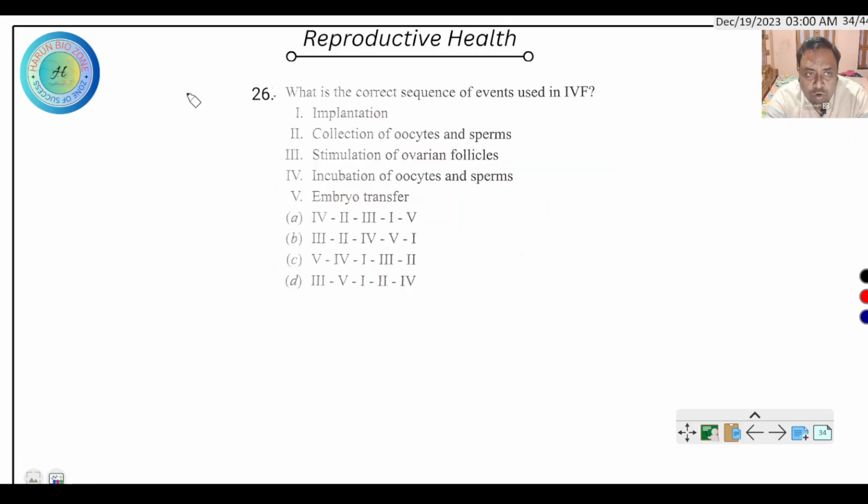Next question is, what is the correct sequence of events used in IVF, in vitro fertilization technique? First, MOET means multiple ovulation embryo transfer. So first, in the female body, LH and FSH are injected, so they produce a large number of eggs. So first, incubation of oocyte and sperms. First, stimulation of ovarian follicle.